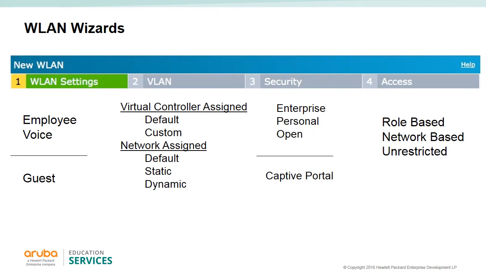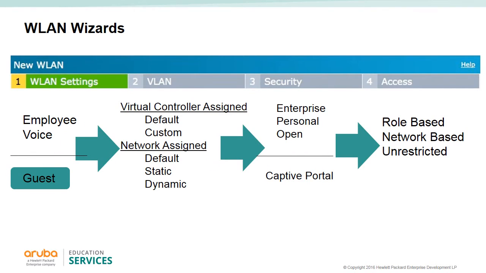The Wizard is an easy way to configure the guest SSIDs you want for the IAP cluster. You will pass 4 stages using the Wizard. The first stage is to select the type of SSID you want to configure. The guest selection will lead you to Captive Portal authentication. The next stage is to select the VLAN. With the guest selection, virtual controller assigned is the recommended VLAN setting. You then receive Captive Portal options. The last stage is setting up the firewall with the guest rights.